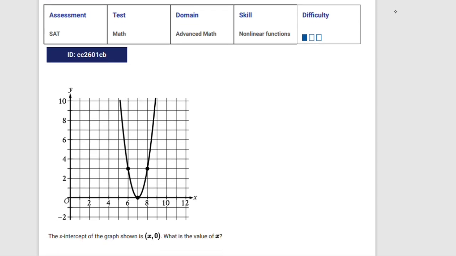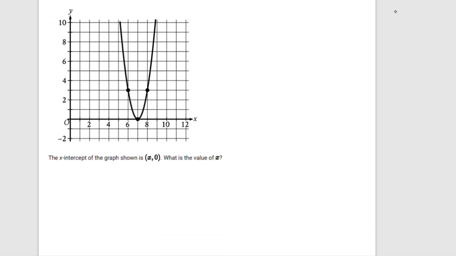Next, the x-intercept of the graph shown is (x, 0). What is the value of x? So what is the x-intercept? It is the point on the x-axis where the graph cuts. The graph is this, so this is our x-intercept, (x, 0). What is the value of x? We see that this is 6, this is 8, so this must be 7. So x equals 7.